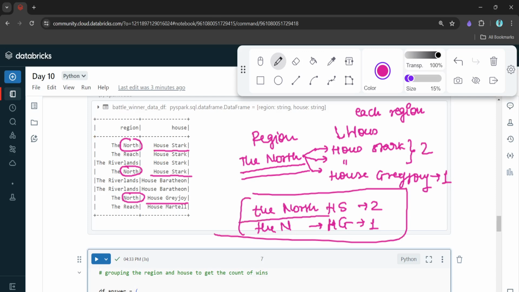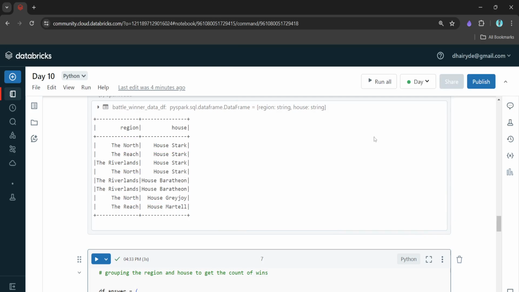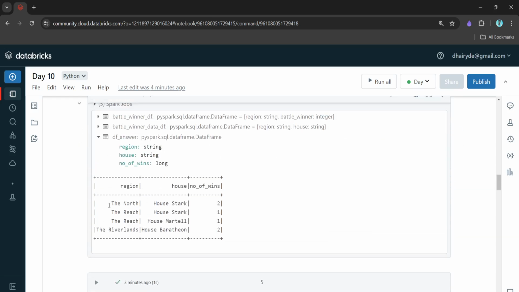And then in the next step, we will use rank to get the ranking. We will partition the data on the region name and get the ranking on the count. We want to give rank 1 wherever we have the highest count, so we will sort the data in descending order of this count. This will get rank 1, this will get rank 2, and finally we will select only the records where the rank is 1, right? So this is the approach, and this is how we will get the output. Let's see if we are getting this in the answer or not. The answer was this: the north, house Stark, 2, right? This is what we are expecting, and we are getting it over here.